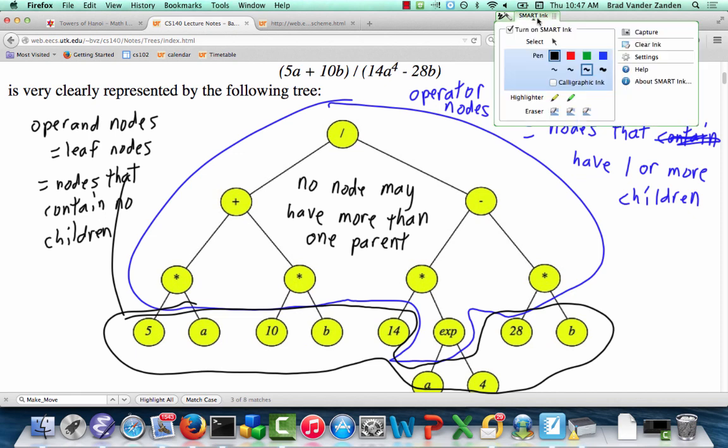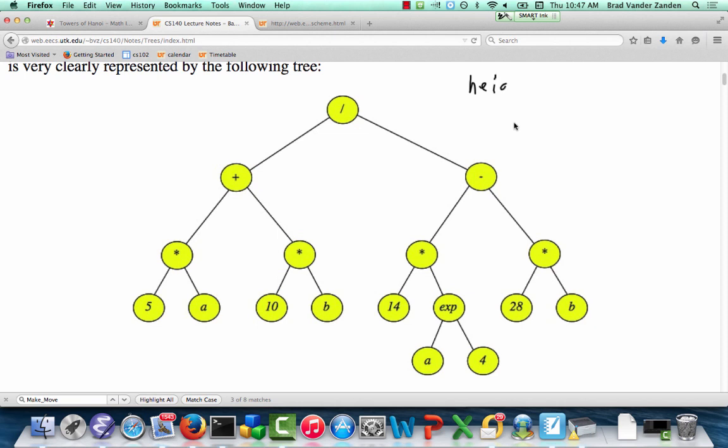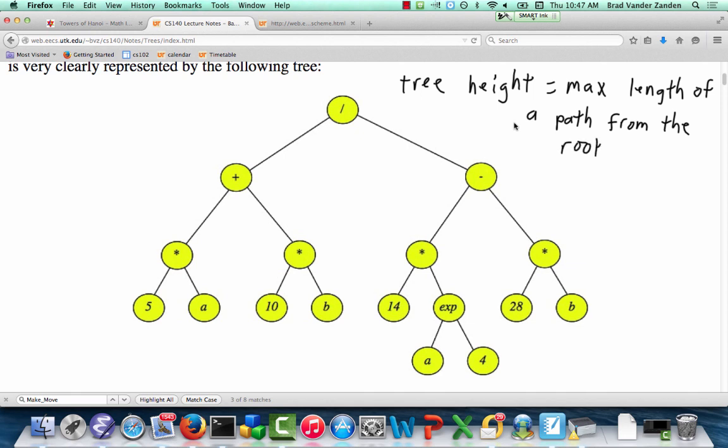Okay, there are some other definitions. You'll hear people talk about the height of a tree, or tree height. That is the maximum length of a path from the root to a leaf. So here, the maximum path is either that one or this one, and it is 1, 2, 3, 4 lengths. Therefore, the height of this tree is 4.